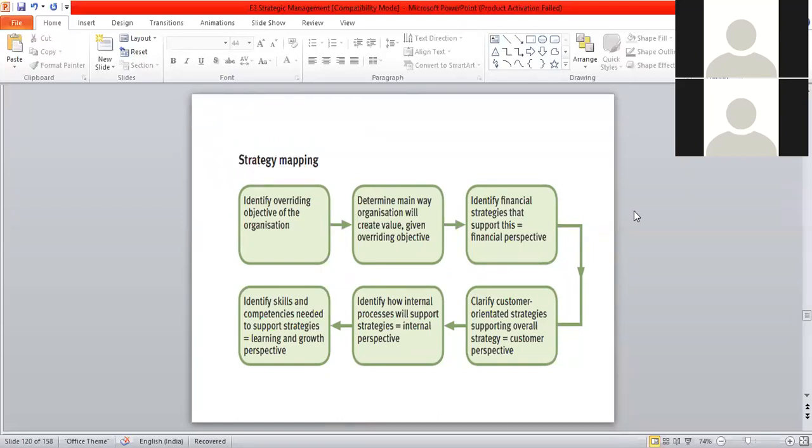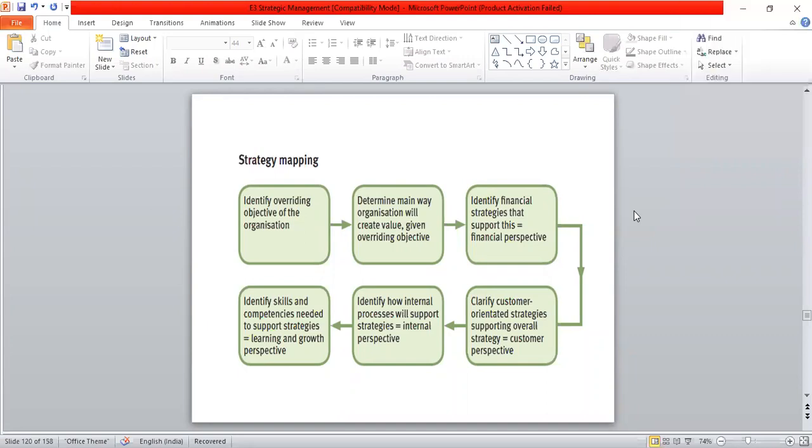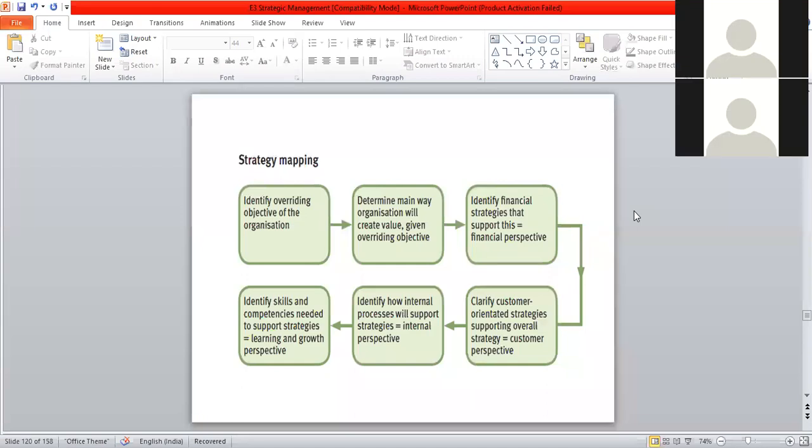The next topic is strategy mapping. How do we map this strategy? Now that we understand the balanced scorecard, let's look at what strategy mapping is. The first thing is to identify the overriding objective of the organization. Overriding means utmost important. What is the main objective? What is that main focus area? So that has to be understood. That's the first thing.